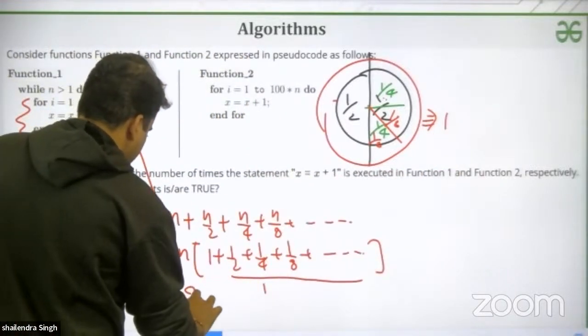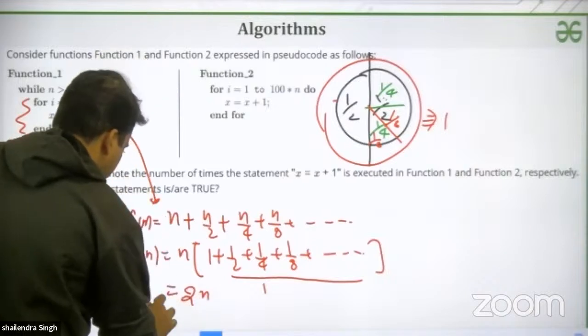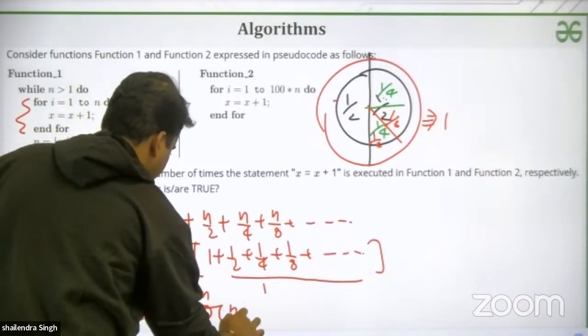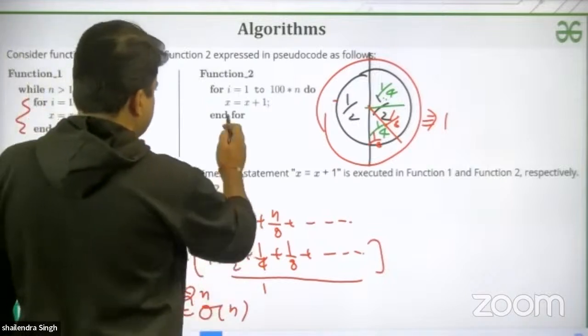So it will be 2n. Here 2 is a constant. So we can say f1(n) equals to what? Order of n. Okay. Now come to the second part.